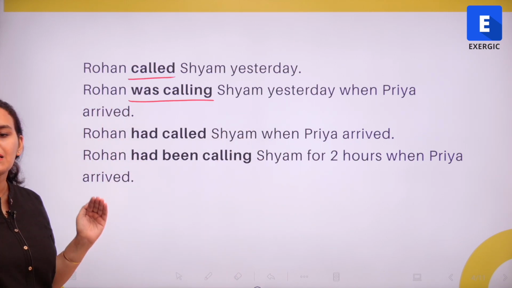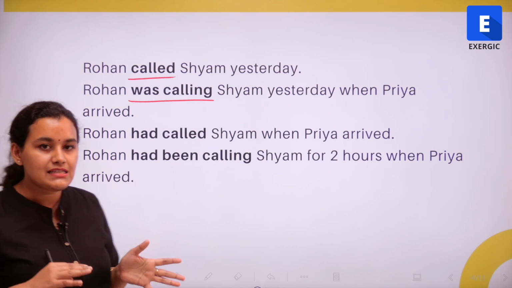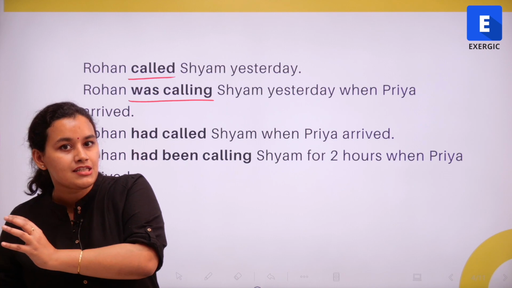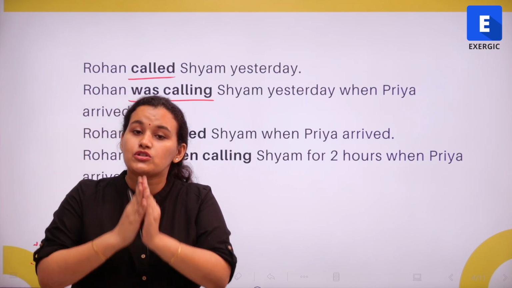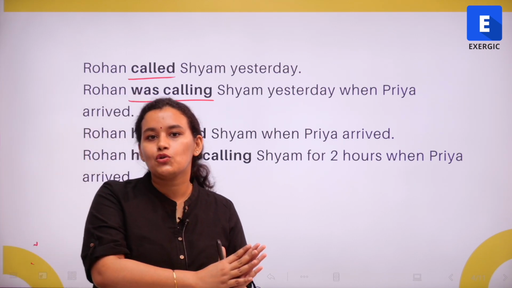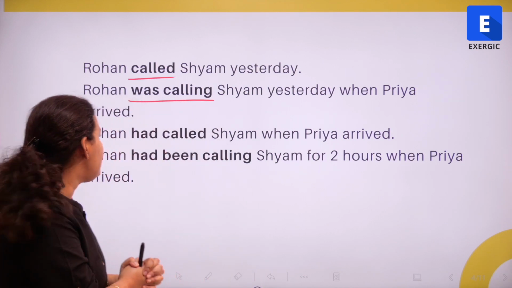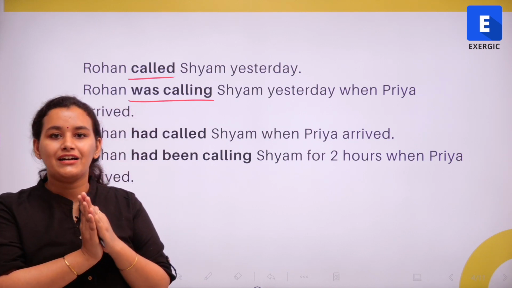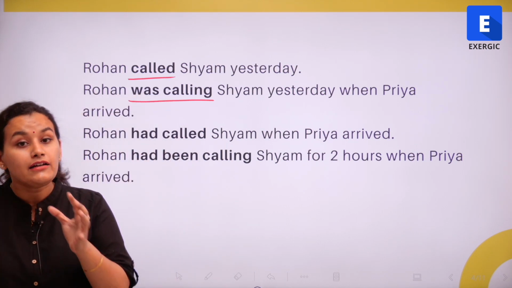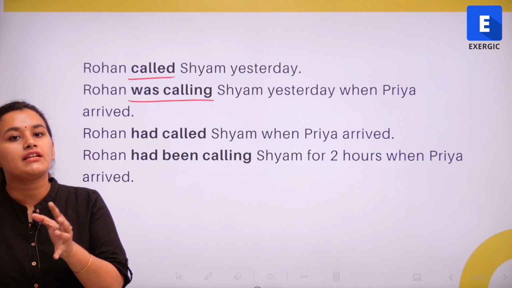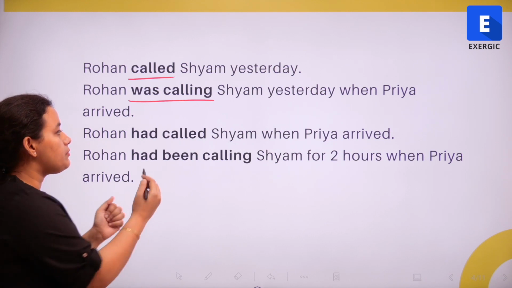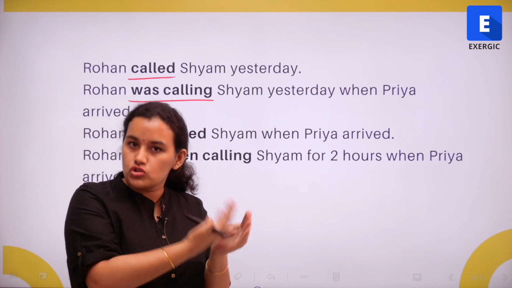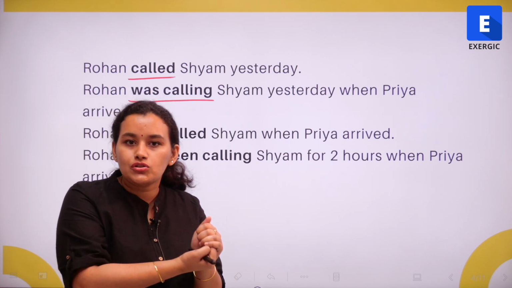Then we have the past perfect tense. Past perfect tense is used when we want to talk about an event which is further in the past as compared to another event which is also in the past, but it is closer to the present. For example, Rohan had called Shyam when Priya arrived. So Rohan had called Shyam. That is something that is further in the past, so we are using the perfect tense for it. When Priya arrived. Priya arrived is also in the past, but it is closer to the present.